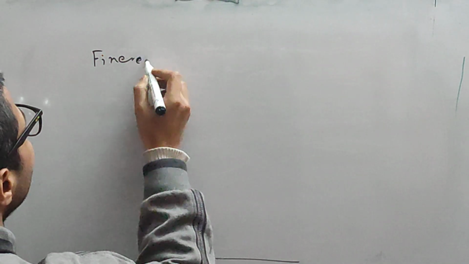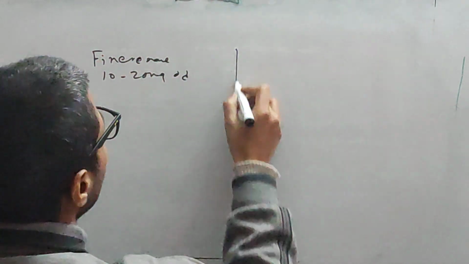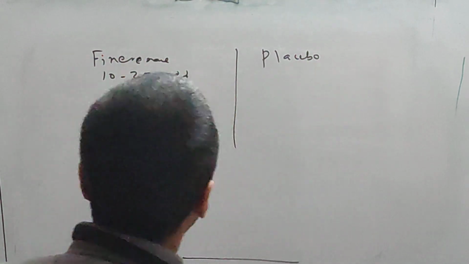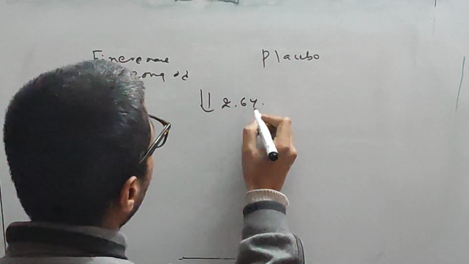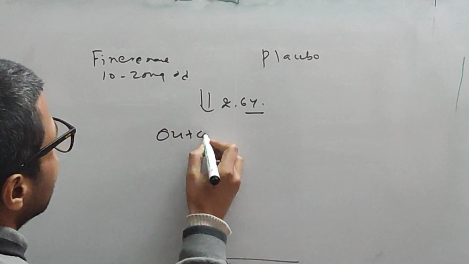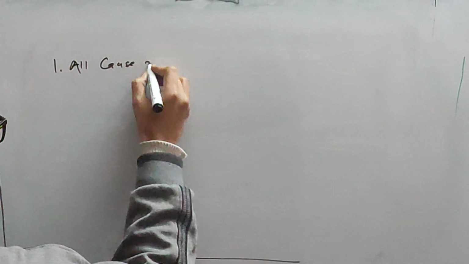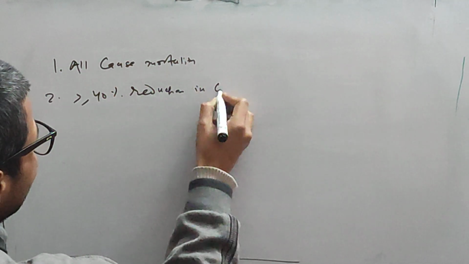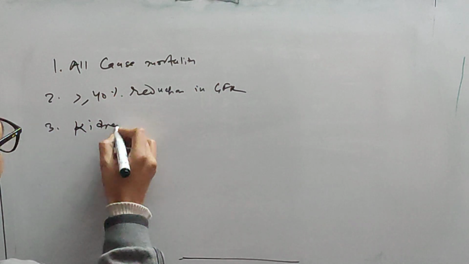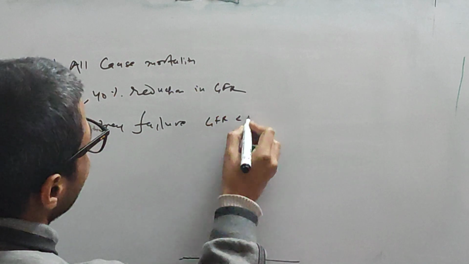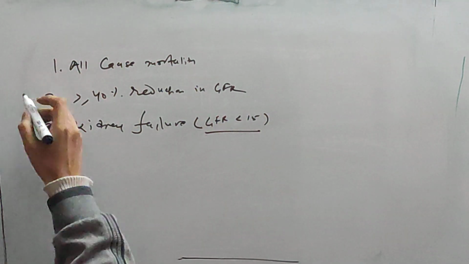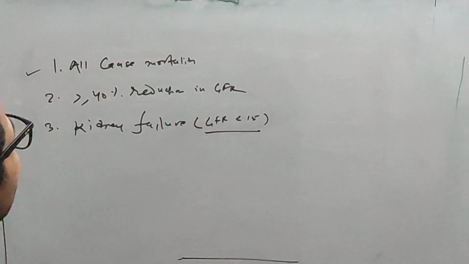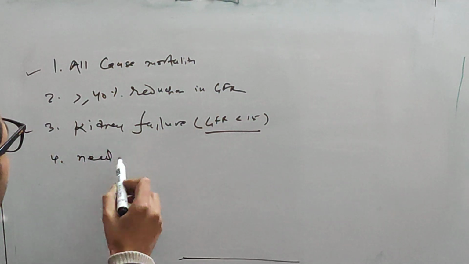In this group of patients, they did the RCT. In one group of patients they gave Finerenone 10 to 20 mg OD, and in another group they gave placebo. They followed this group of patients for 2.6 years, and at the end of 2.6 years they assessed the outcome. Outcome was assessed in terms of all-cause mortality, 40% or greater reduction in GFR, kidney failure, meaning GFR less than 15, and the fourth is need of chronic dialysis.